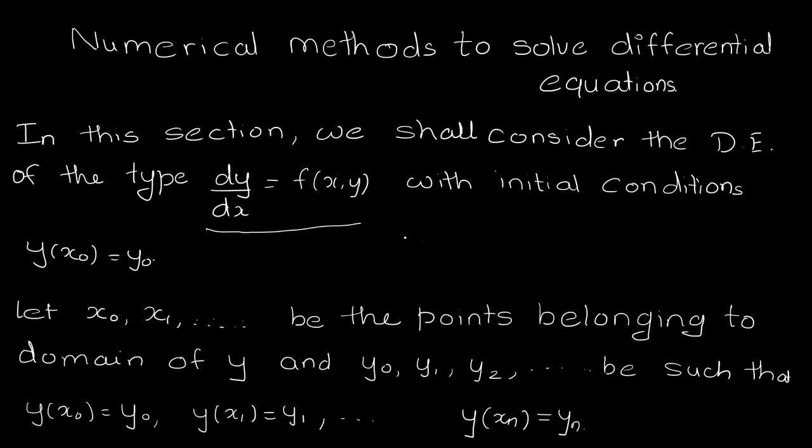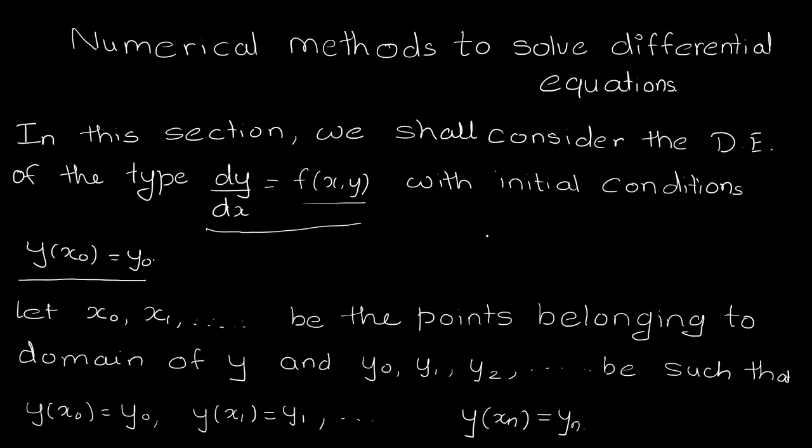Okay, they may not be linear, they can be non-linear also, but it is of this form: dy by dx is equal to some function f of x comma y, with the initial condition given, y of x naught equal to y naught.